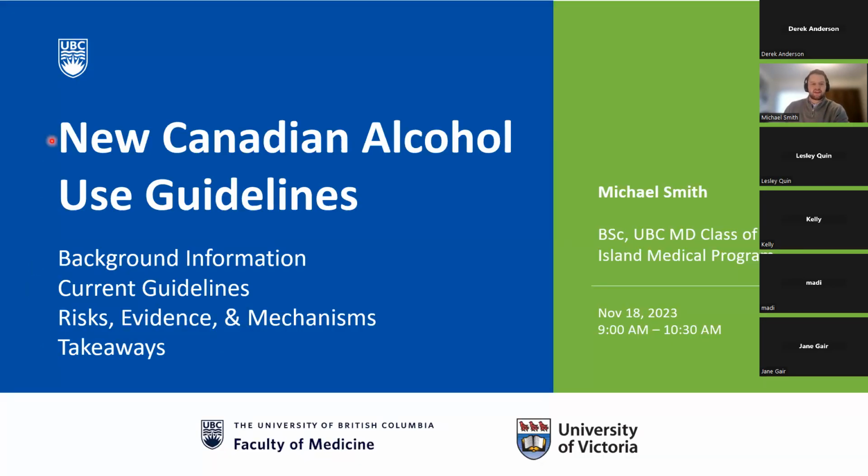So our topic for today is on the new Canadian alcohol use guidelines. These were just released this past January and provided some updates on the recommended drinking levels for Canadians. You may have heard of them because they were met with a lot of publicity, some positive and negative, but we are here to tell you all about it. We're going to start with some background information, what the current guidelines actually are, talk about what the evidence actually means, how they talk about risk, and what the mechanisms are of how alcohol is proposed to cause some of its effects in the human body. And then we're going to leave you with some takeaways from the lecture.